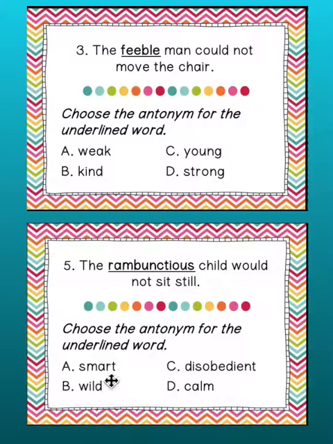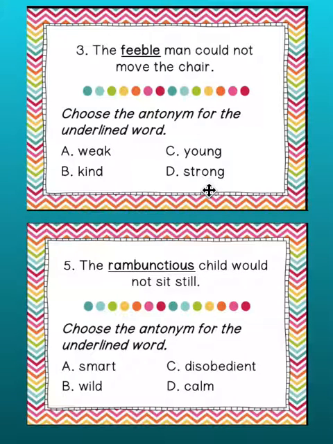That means they are smart? No. Disobedient? No. Calm. Yes, they are calm. So the antonym for rambunctious is calm. So if you're not rambunctious, you are calm. If you are not feeble, that means you are strong. You're not weak. That means you're strong.